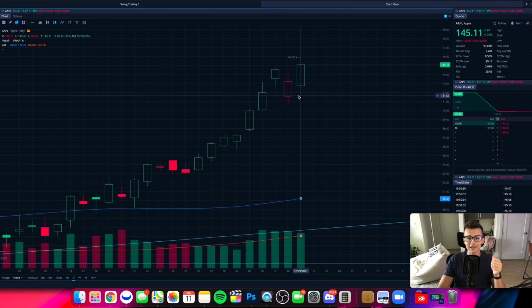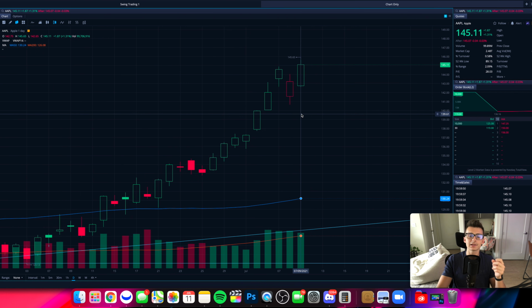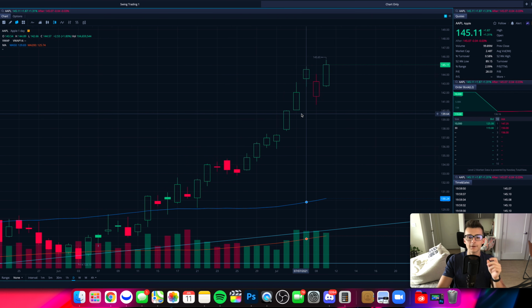Then we see that hollow candle showing us that even though Apple closed the day on the 8th about $1.25 lower than where it closed the day prior, it still has a hollow candle indicating that from the open of the market hours to the close, Apple pushed up. And that's the importance, and that's why hollow candles are very, very useful.